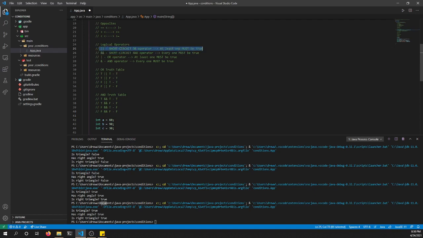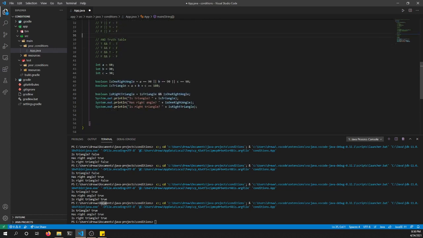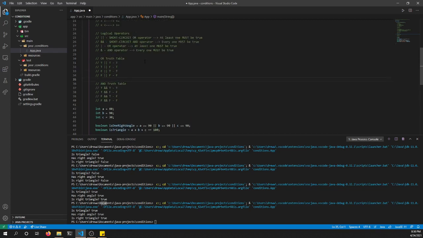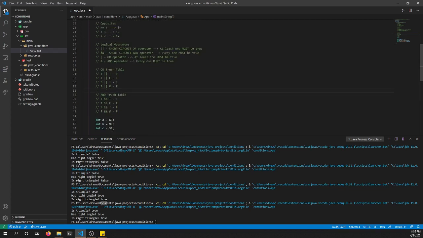OR: everything is true means it's true, but just one true also means it's true. So OR is looking for one true to be true. AND is looking for one false to be false. It has to be all true to be true. That takes a little bit of getting used to, but once you practice your truth tables and play around with variables, you can make the variables do anything you want. It's good practice.